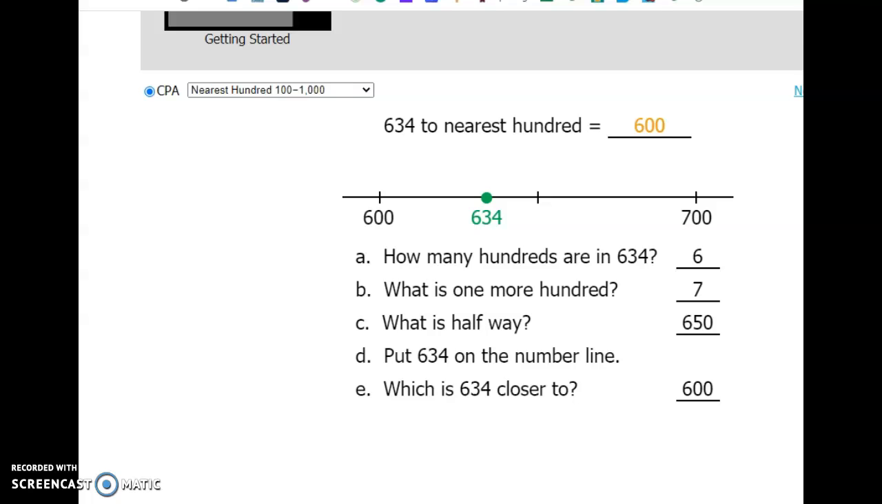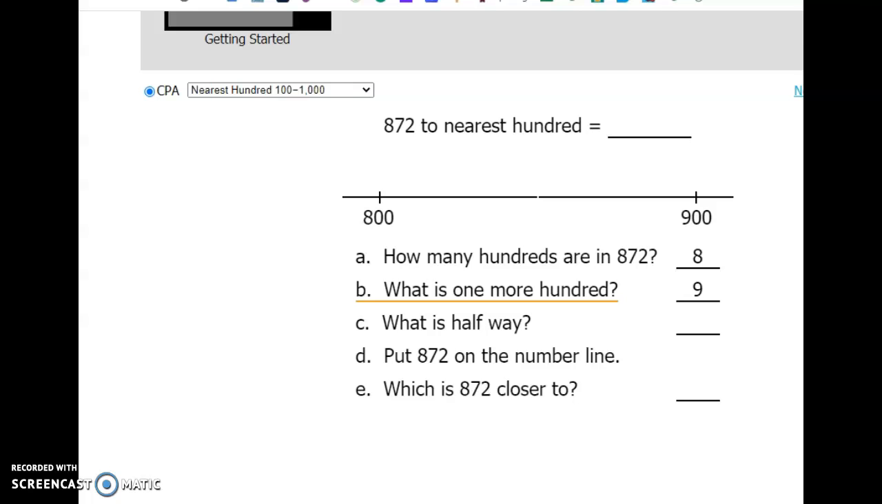Let's try one more. 872 to the nearest 100. We're going to round it to the nearest 100. So the first question I ask myself is how many hundreds are in 872? There are 8 hundreds. On the number line, I write its value, 800. Now, what is one more 100 than 800? There are 9 hundreds. So I'm going to write its value on the number line.